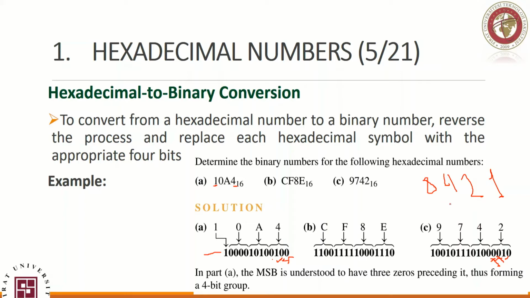Alright, how about 4? So we have 4 only. We don't have 8, so 0. We have 4, 1. Then we don't have 2, 0. We don't have 1, 0. So 0, 1, 0, 0.